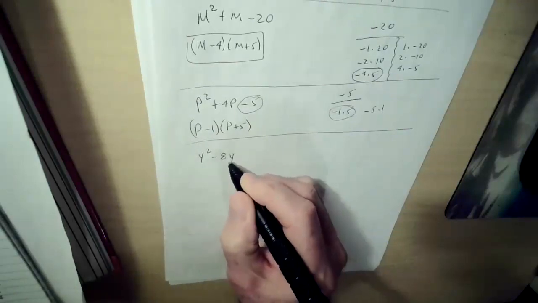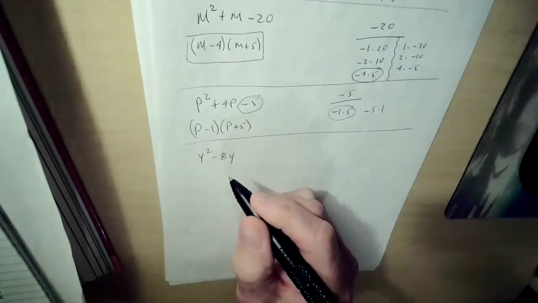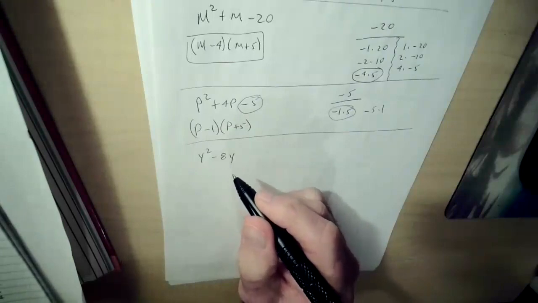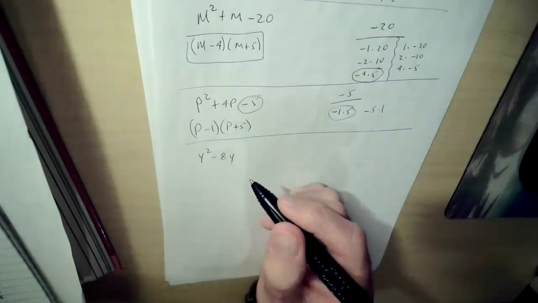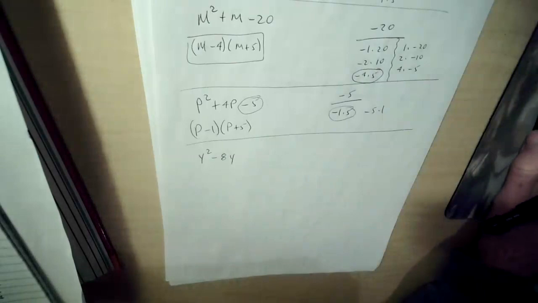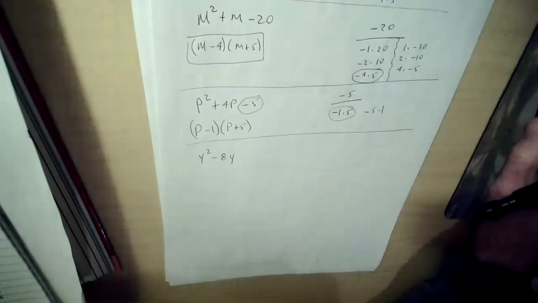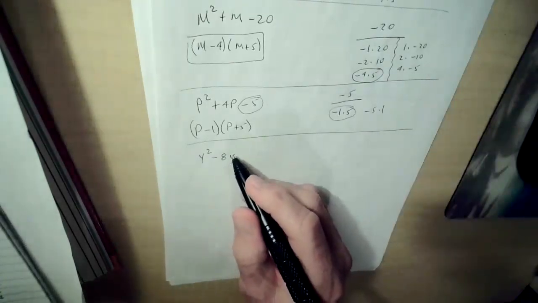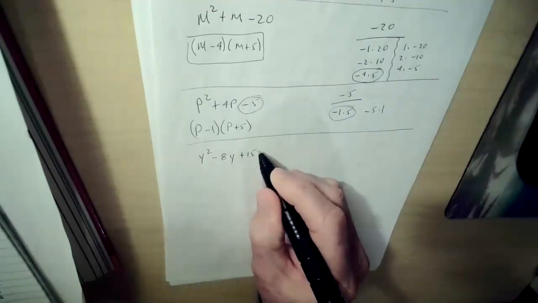Okay. Now what if we have this one? Get this if you're so smart. Y squared minus 8y. If you're confused, just hang with me here. This is really pretty simple. It's just a different procedure.